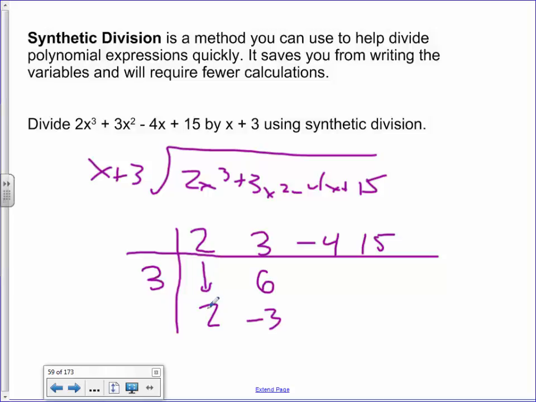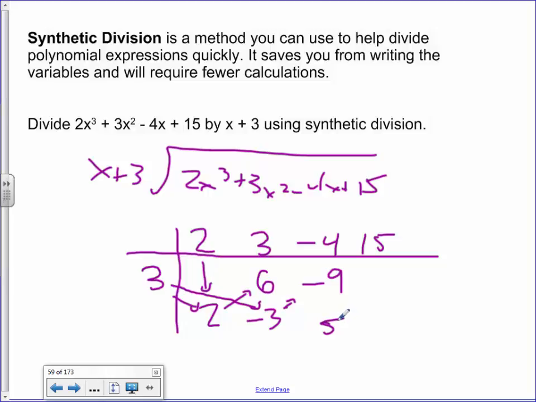Then, you know how you did 3 times 2 right here to give that 6 right here? There's like a shape like that. We're going to do the exact same thing, only it's going to be 3 times -3, which is -9. And we're going to put that number right here. Then you're going to take this -4, and you're going to subtract -9, which is like adding, so that makes it 5.